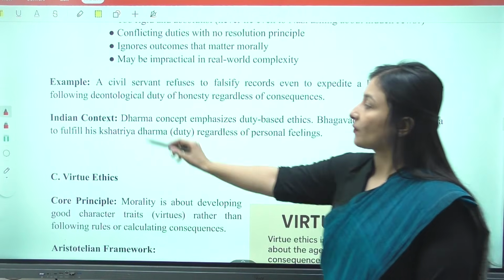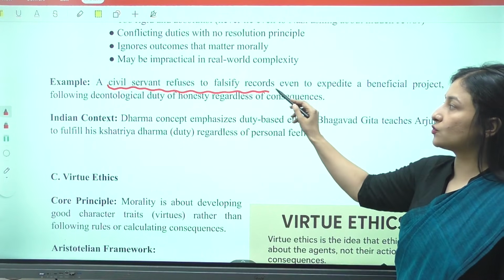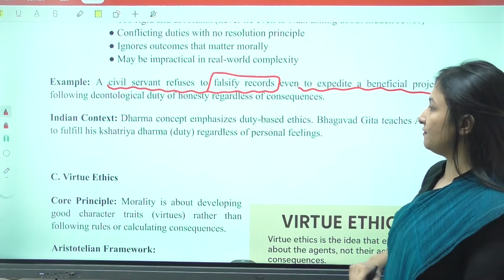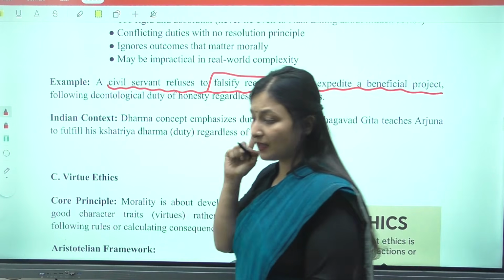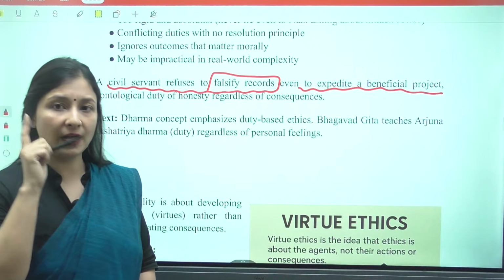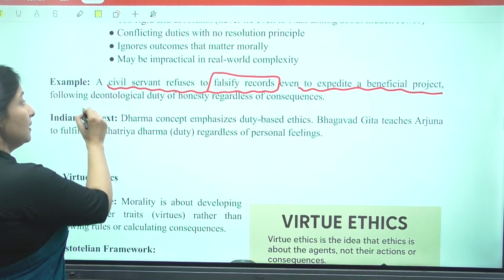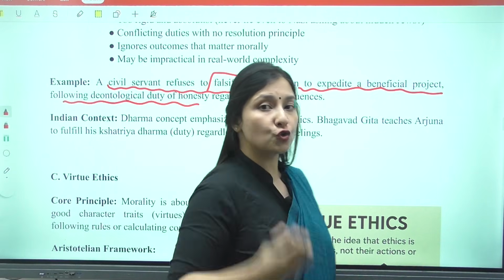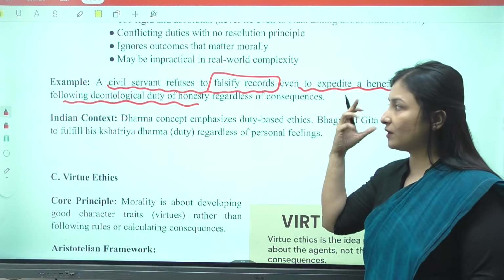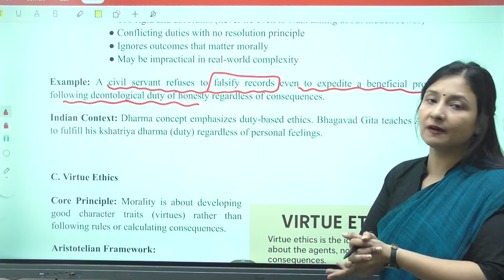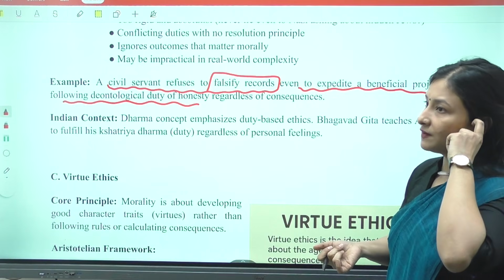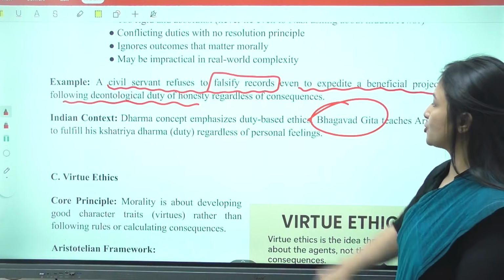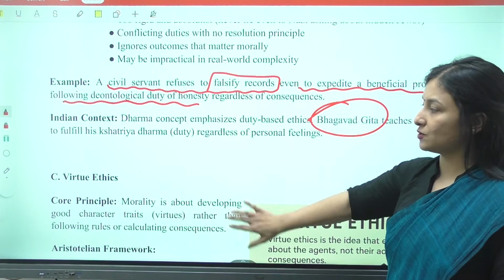For example, a civil servant refuses to falsify the records even to expedite a beneficial project. Now, this civil servant is a man of very high integrity, right? He believes it is his deontological perspective to be an honest official, right? You can very easily mention the name of Ashok Khemka over here, one of the officers of very high personal integrity, right? Apart from this, I've already mentioned the Bhagavad Gita's concept of Dharma and Nishkam Karma.